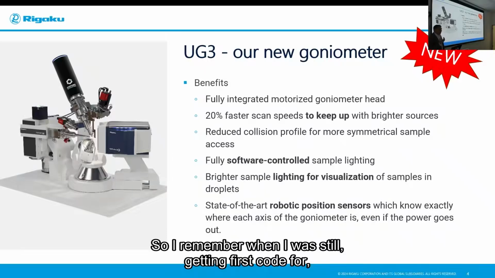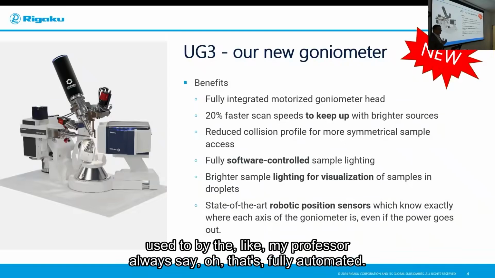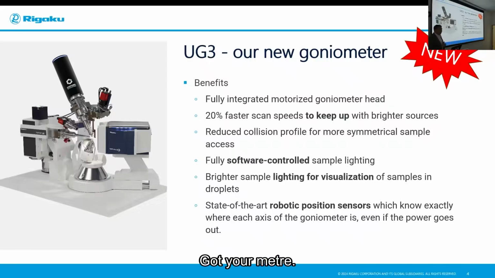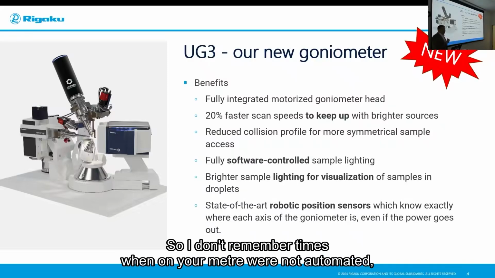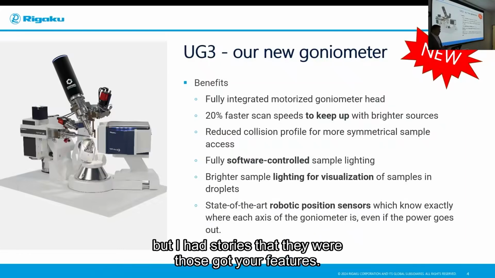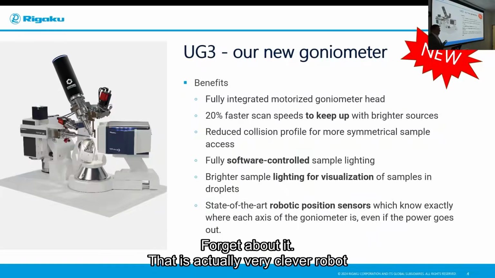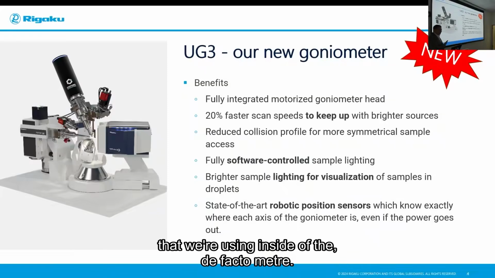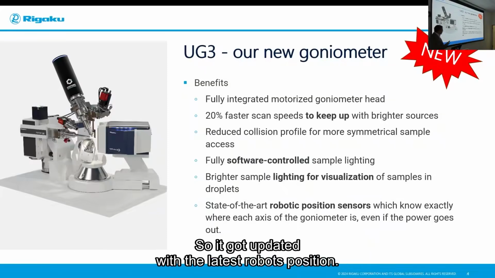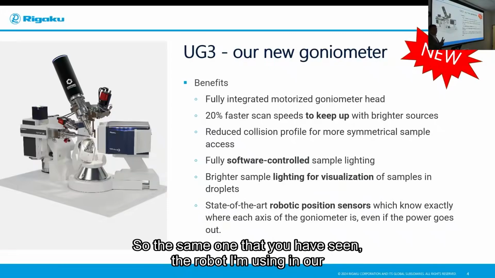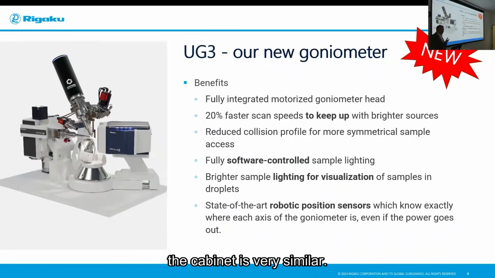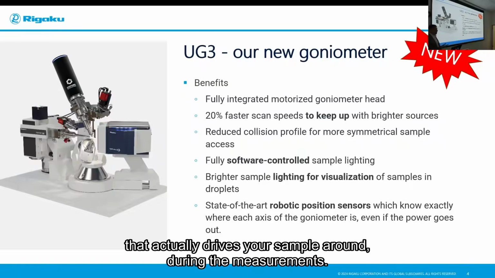So I remember when I was still getting first CAD 4 instrument, like my professor was saying, oh, that's a fully automated goniometer. It's like a robot. So I don't remember times when the goniometer were not automated, but I had stories that there were not automated goniometers. But we all now forget about it, that it's actually a very clever robot that we using inside of your diffractometer. So it got updated with the latest robotic position sensor, the same one that you have seen the robot arm using in our cabinet. It's very similar now also for your robot that actually drives your sample around during the measurements.